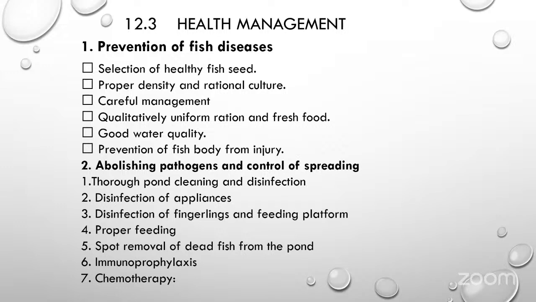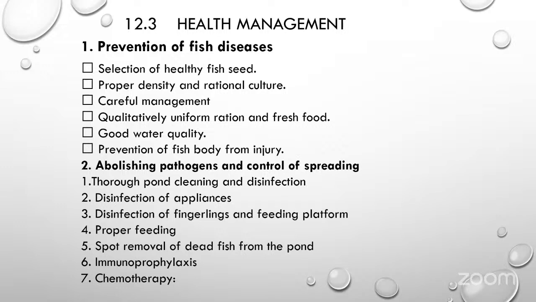Proper density and rational culture. Careful management. Qualitatively uniform ration and fresh food should be supplied. And the water quality should be good. And prevention of fish body from injuries. Next, abolishing pathogens and control of spreading. So how to abolish the pathogens, and if they are there also, how to control the spreading of these pathogens.